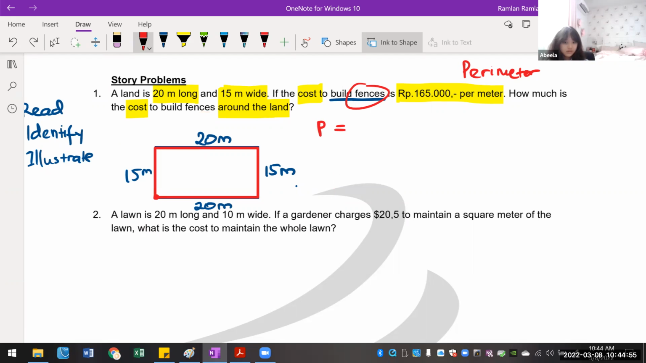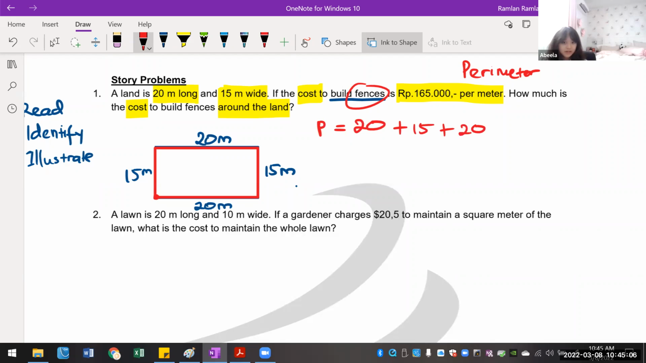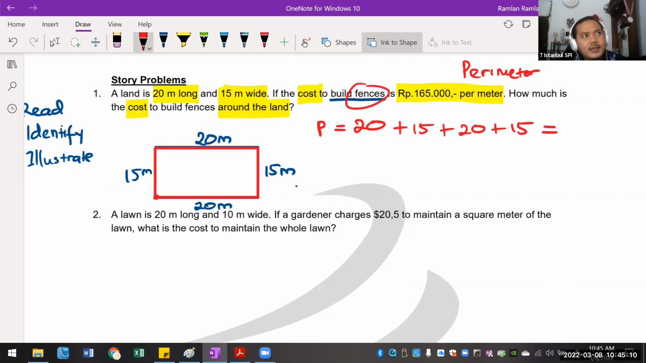20 plus 15. Okay, so what is this equal to? 20 plus 15 is 35, right? Plus 20 plus 15, how much is that? 60. Almost, a little more. 70, Pak. 70, okay, 70 meters. Yeah, thank you very much, Abel.